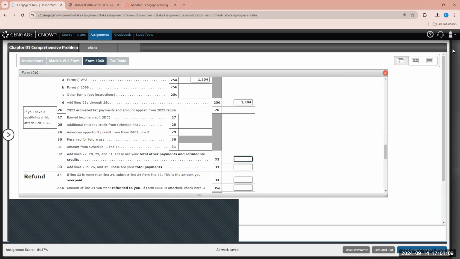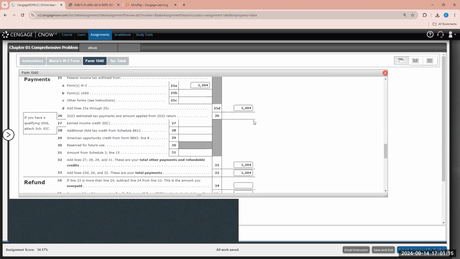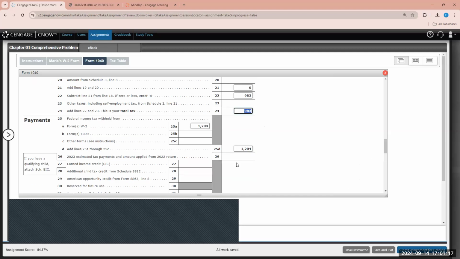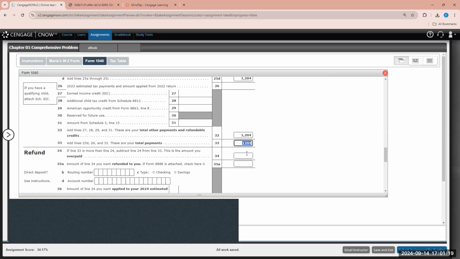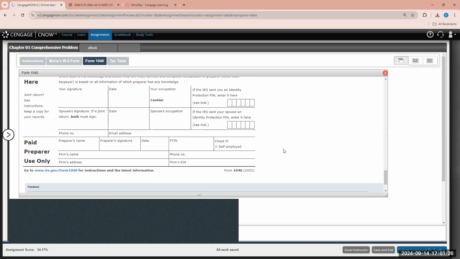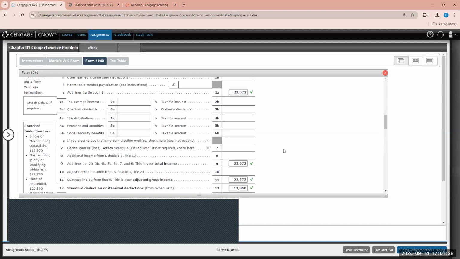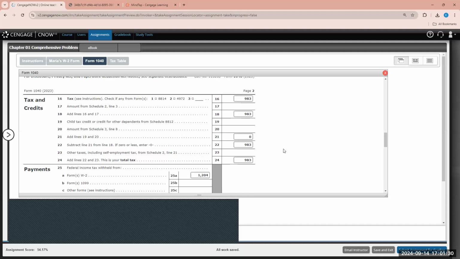So for line 32, we basically just copy over 1,204. In total, she made payments of 1,204. And again, tax liability is 983. She made payments of 1,204 during the year. So therefore, Maria is due a refund of $221. All right, so on a very small scale, this is essentially how taxation works.